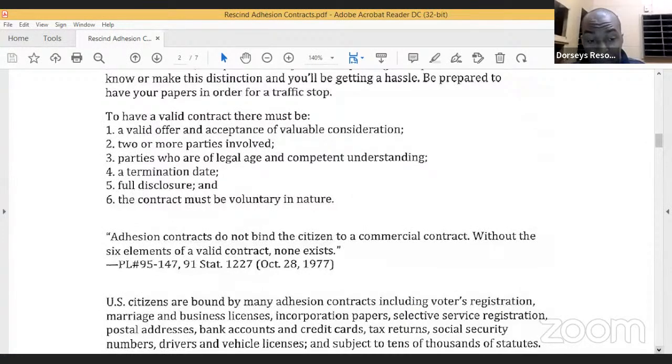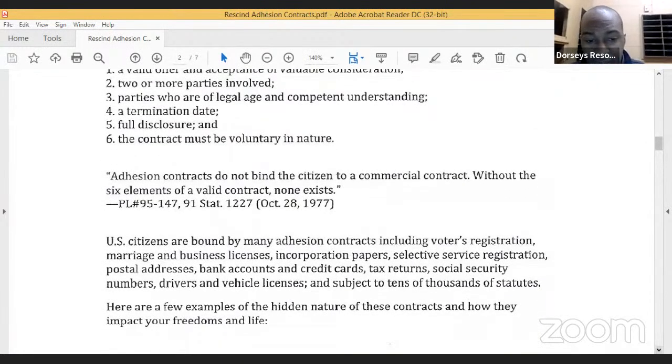Oh, it appears to be a case law in here. It says adhesion contracts do not bind the citizen to a commercial contract without the six elements of a valid contract. None exists. That's why lawyers, in some instances, can get people off on technical legalities, if they find out reviewing the case or doing discovery that things weren't implemented correctly, because a lot of times they know their own constituents. The way the whole system is set up, it's a racket. That's why a tennis racket, you go back and forth. By the way, the basketball court, you're back and forth. It's been set up. And in accounting, that's a dual-sided system, dual ledger.